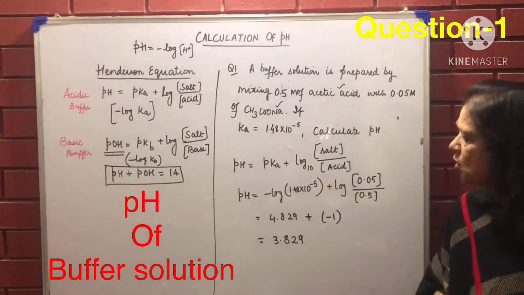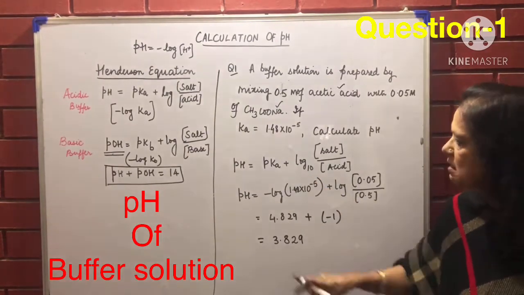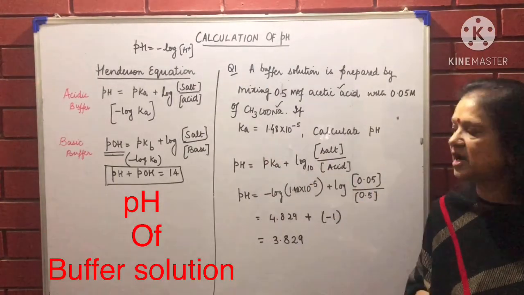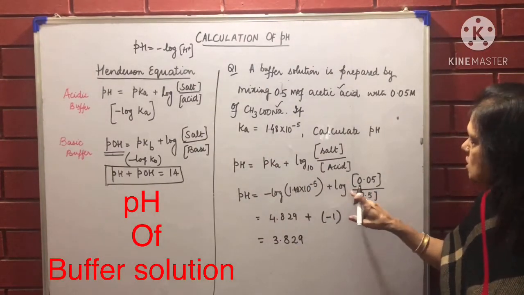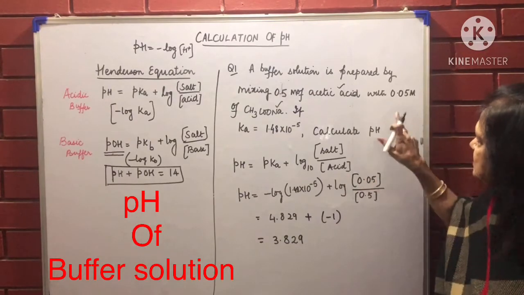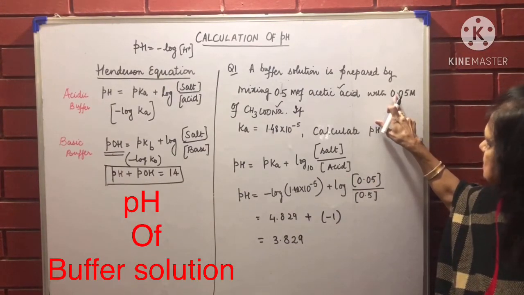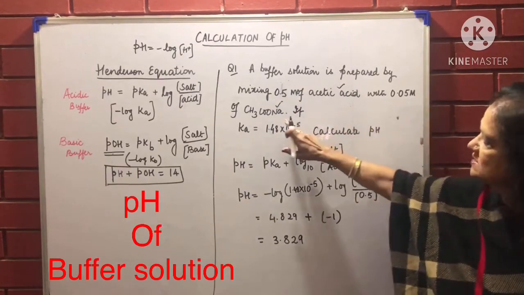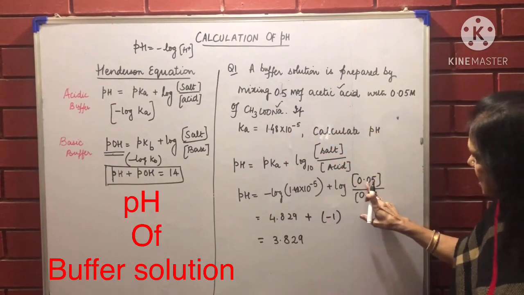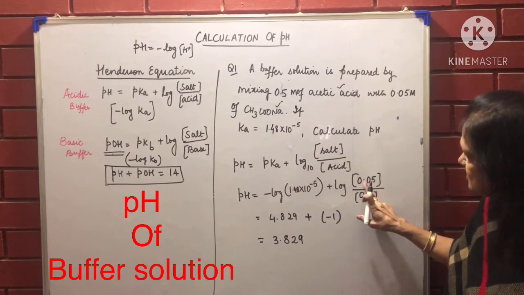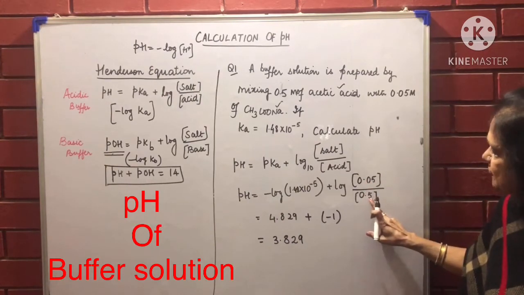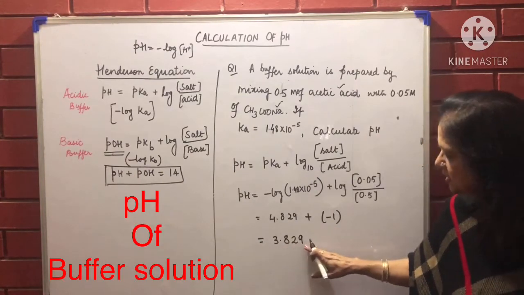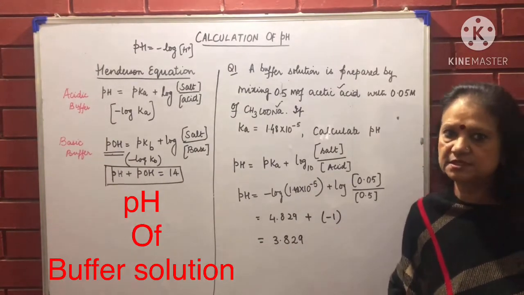So substituting all these values into the same formula, pH is equal to minus log of 1.48 into 10 to the power minus 5 plus log 0.05 upon 0.5. 0.5 is given the acid and 0.05 is the salt. So I have written 0.05 on top, which is the salt, and 0.5 is the acid. Calculating, I get 3.829 as the pH.